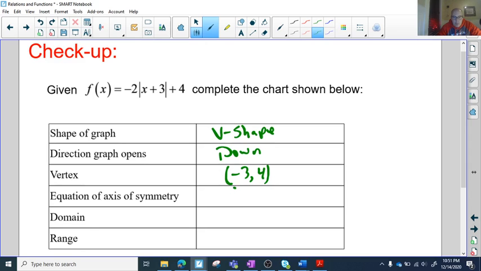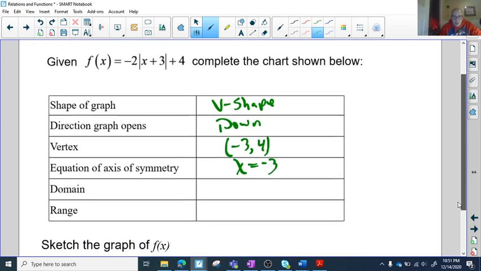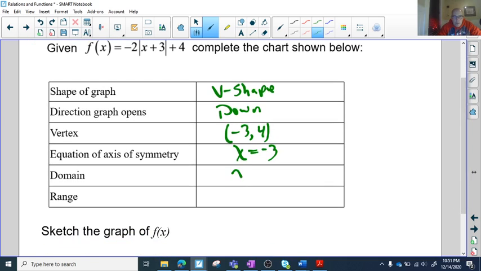Where is the axis of symmetry? X equals -3. Where's the domain, or what is the domain? The domain would be x can be any real numbers. Now this one, there's your vertex, and it opens down. So all the y values should be lower than the y value at the vertex. So all the y values should be smaller than or equal to 4.